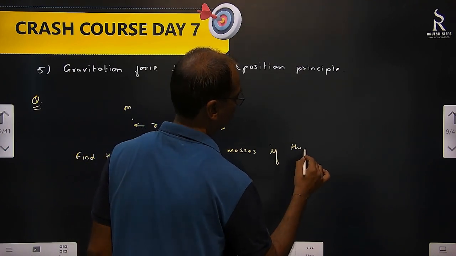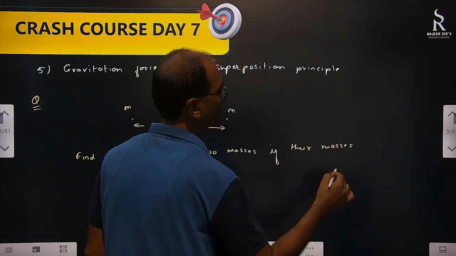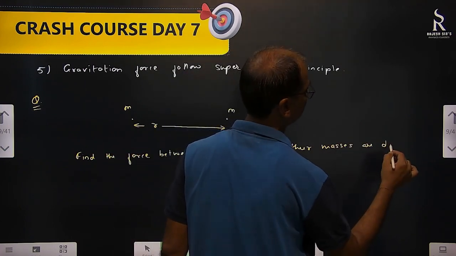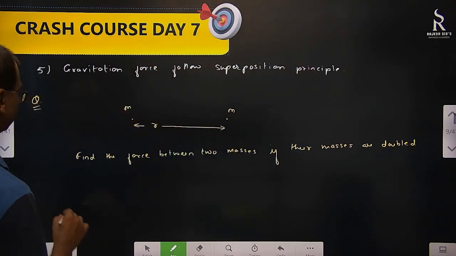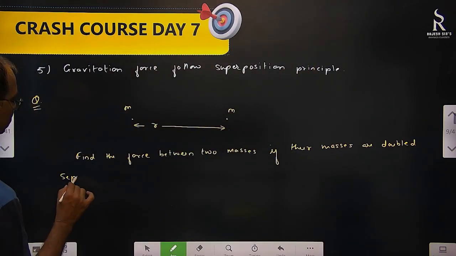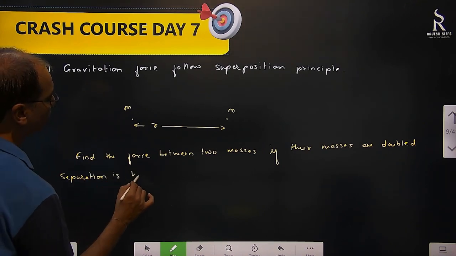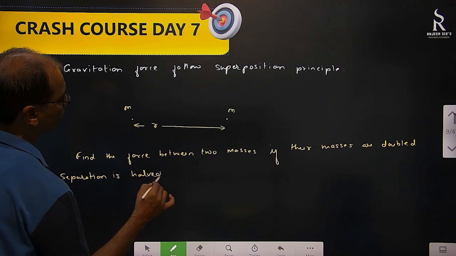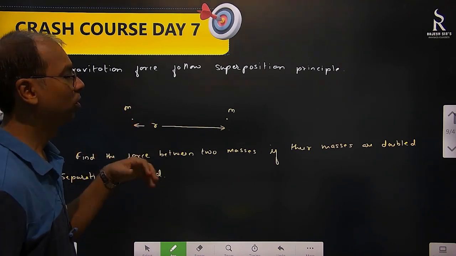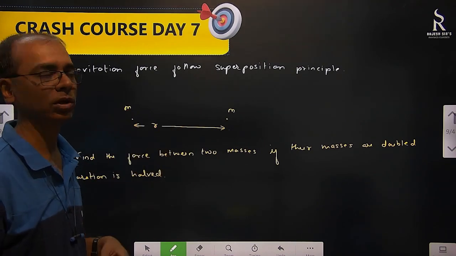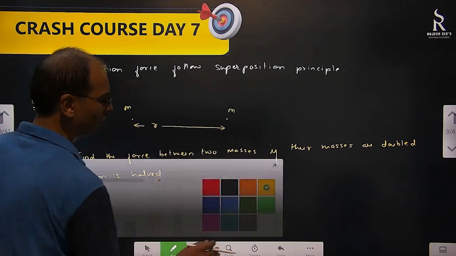Find the force between two masses if their masses are doubled and separation is halved. Something they can give you, okay, masses are doubled or masses become half and separation becomes 3 times. Many times you'll find this question. Very easy, no problem in that.